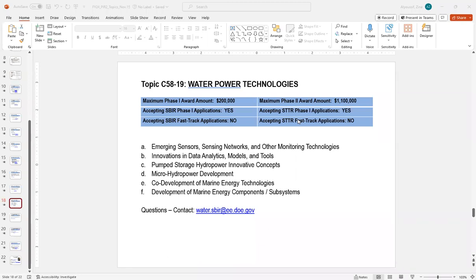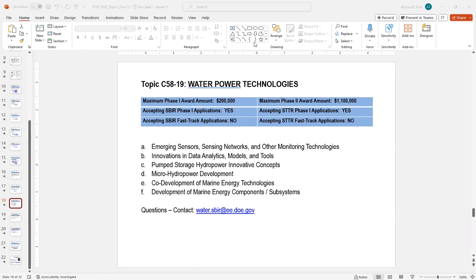There's a question about the difference between 18B and 19F. Could I submit a similar proposal if it meets the details? So no, because topic 18 is fast track, so this is a combined phase 1 and phase 2. I believe the specifics of the application will be released in the FOA in the coming weeks. And topic 19 is only for a phase 1.